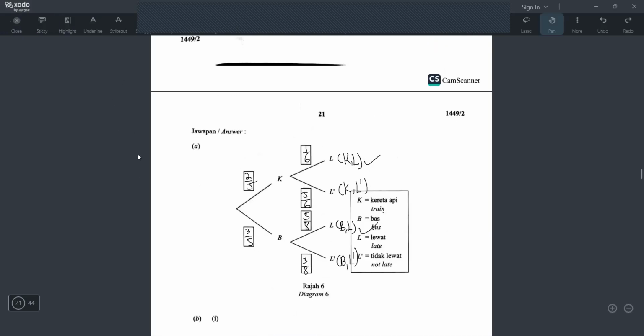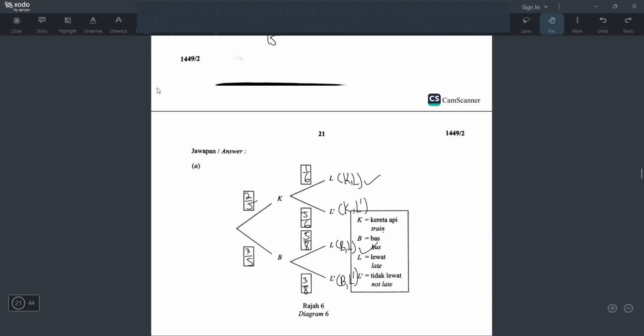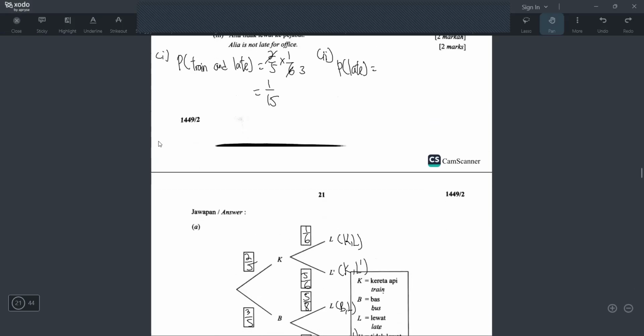But I already know the KL. The KL is 1 over 15. Okay, because I did it just now. So I'll just write here 1 over 15, because that's this one. But I still have to calculate the BL probability, which is 3 over 5 times 5 over 8. Right? And here you have to be careful. You have to plus actually. When you calculate this one, you will times. When you calculate this one, you will times. But if you want to combine two together, you will plus.